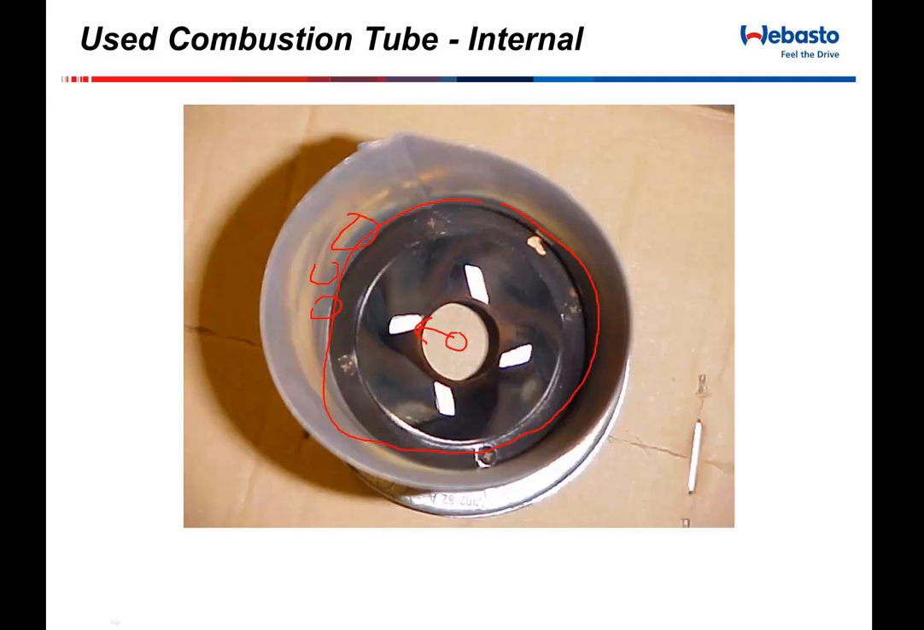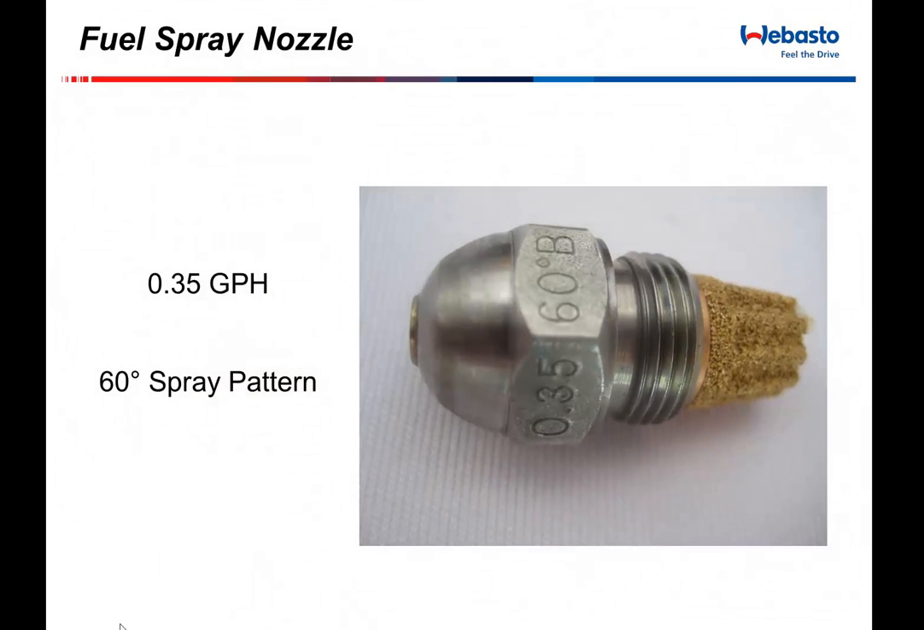These nozzles have two different markings on them. One is going to say 60 degrees. That's the angle of the cone spray that comes out of it. And the other is going to say 0.35. That's how much fuel can come out of that orifice with 100 pounds of pressure behind it over 1 hour of time.